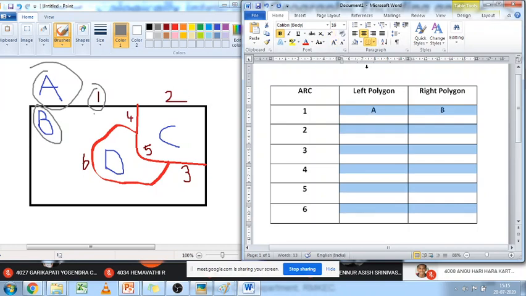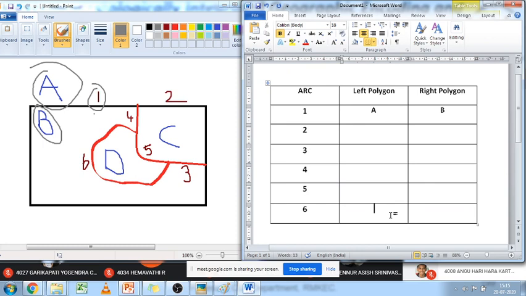Okay, so now can you give me the answer for arc number 6? What is the left polygon and right polygon of arc number 6? You can type the answers in the chat box, students. Good. Is it DB or BD? Good answers.